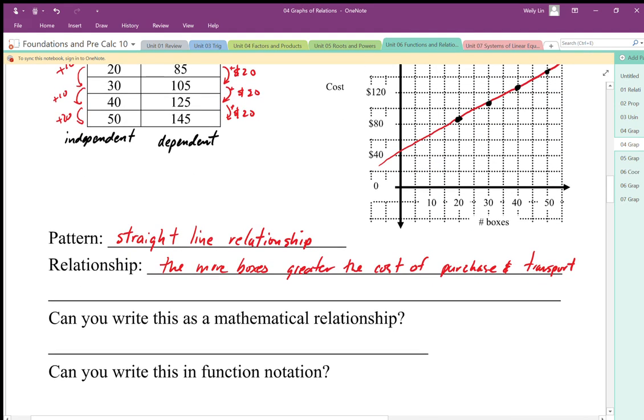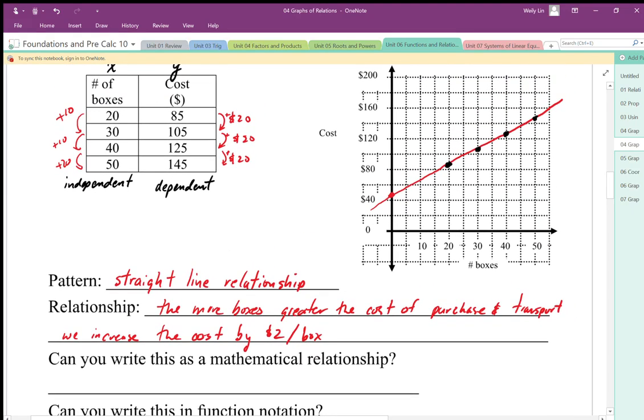Okay, so maybe we can write this down. We increase the cost by $2 per box. And in fact, we could probably even go back here and say we start with a cost of about $45. If I went back to 0 boxes, I can get back to $45. That $45 probably represents what we call a fixed amount. And maybe that's the transport cost, because it doesn't really cost more to transport more boxes. It just costs more to buy more boxes of donuts.